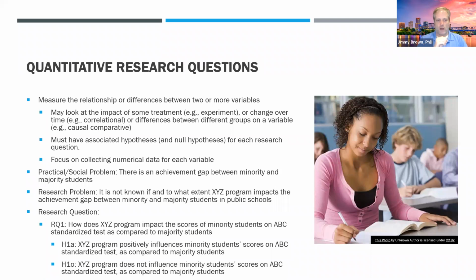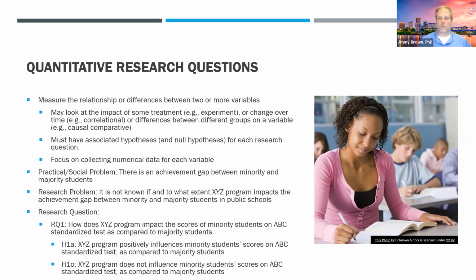So let's go to our practical problem we talked about in our examples. The practical problem being there's an achievement gap between minority and majority students. We know this. It's in the lit. It's been studied to death. But there are different reasons as to why. So what we're going to do is a study that says it is not known if and to what extent, say, XYZ program, because people are always trying new programs to address this, impacts the achievement gap between the students. So look at those variables.